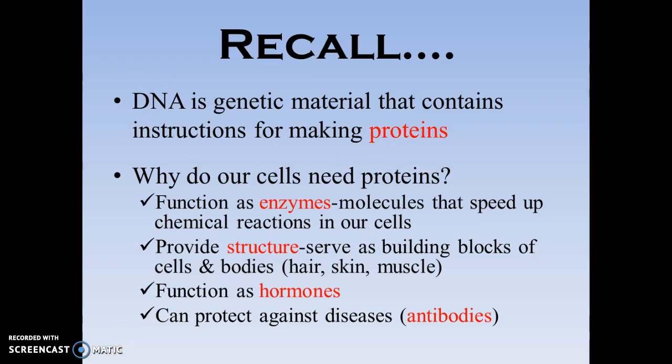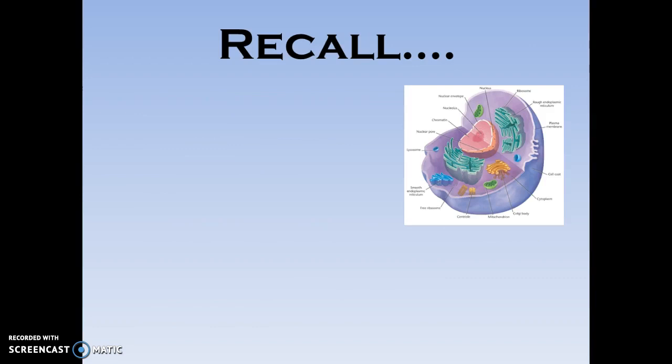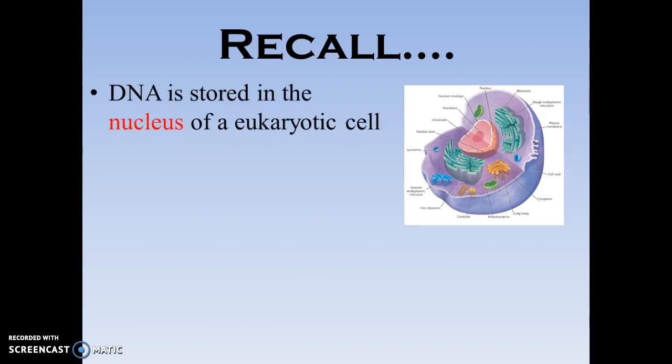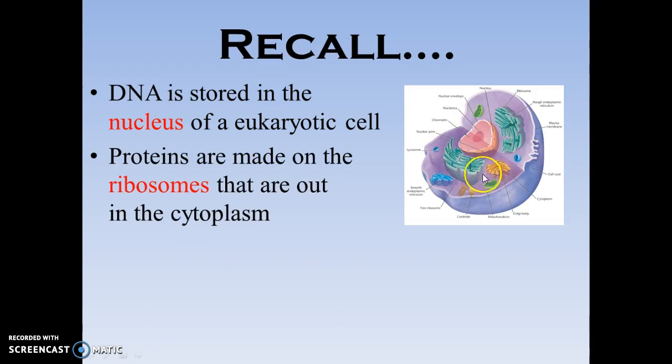Since DNA is this instruction manual to help us build our proteins, let's think about where these materials are stored and made. Keep in mind that DNA is stored in the nucleus of eukaryotic cells. But then where are proteins made? Proteins are actually made out in the cytoplasm, either on free-floating ribosomes or ribosomes embedded on the rough endoplasmic reticulum.